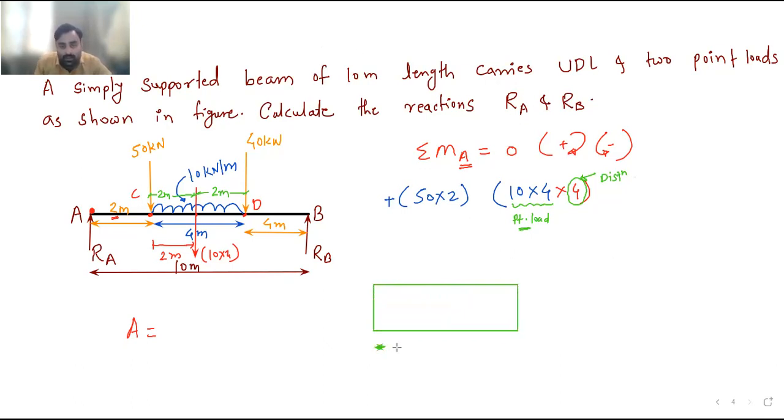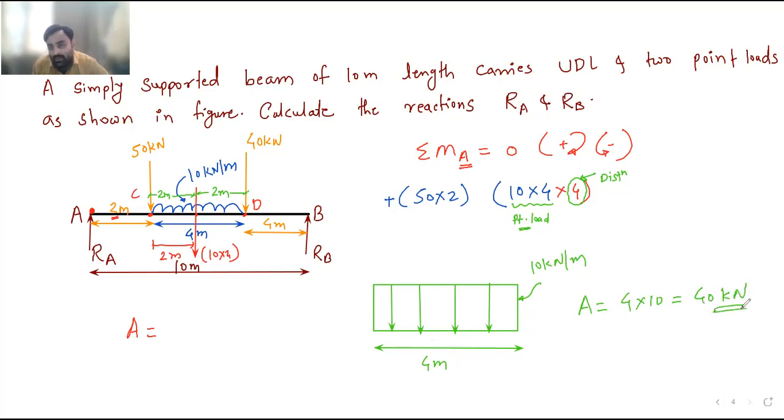This length is 4 meter. Now for this diagram, only for this much portion I am drawing the diagram. So now this 4 meter here, if I show you this type of load is given to you. And the intensity of this load is given to you as 10 kilonewton per meter. So if I calculate the area, it is length into width. Length is 4, width is 10, it will be 40 kilonewton. Now my force is 40 kilonewton.